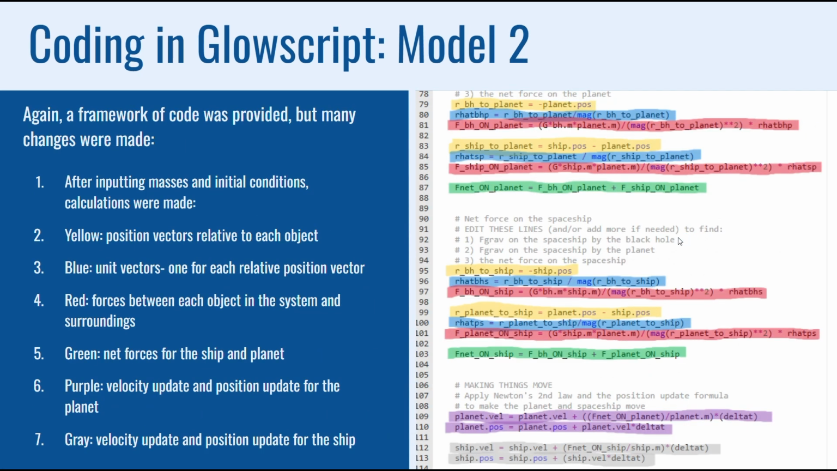Here is a peek at the code in the second model, and again, it's similar. A lot of unit vectors had to be calculated. That's the blue, and then the forces in the red, and the yellow is the distances between each object in the lab. In this one, there was a lot of calculating of the forces of each object on each other. And at the bottom, you can see position and velocity update in the gray and the purple.